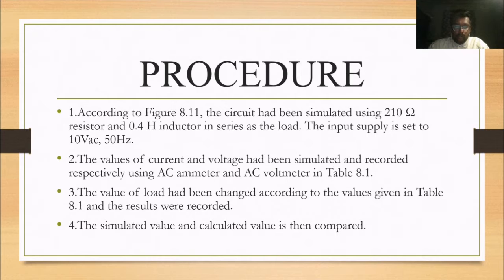According to figure 8.11, the circuit has been simulated using a 210 ohm resistor and a 0.4 Henry inductor in series as the load. The input supply is set to 10 VAC and 50 Hz for the frequency. The values of current and voltage had been simulated and recorded respectively using the AC ammeter and AC voltmeter in table 8.1. The value of load had been changed according to the values given in table 8.1, and the results were recorded. The simulated value and the calculated value are then compared.